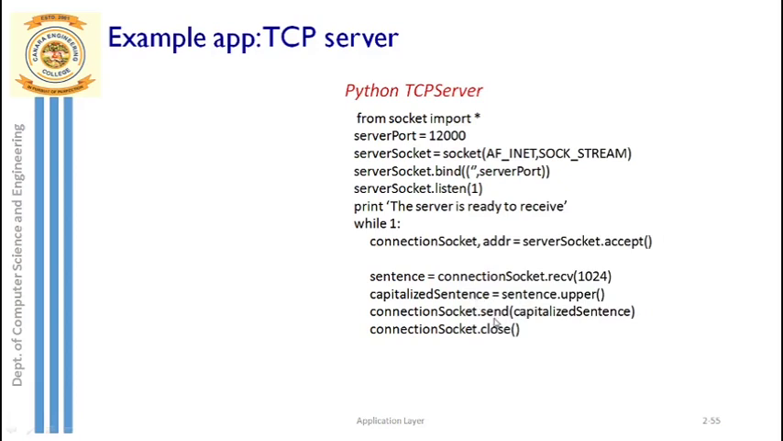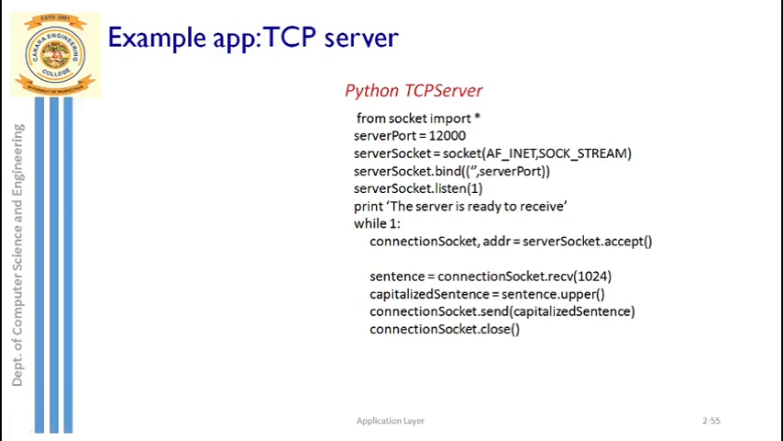So what function is used? Send is the function used, and through which socket is it sending the data? It is again through the connection socket only, because the data transfer is happening only through the connection socket. So connection socket send, using this he is sending back the capitalized sentence to the client.